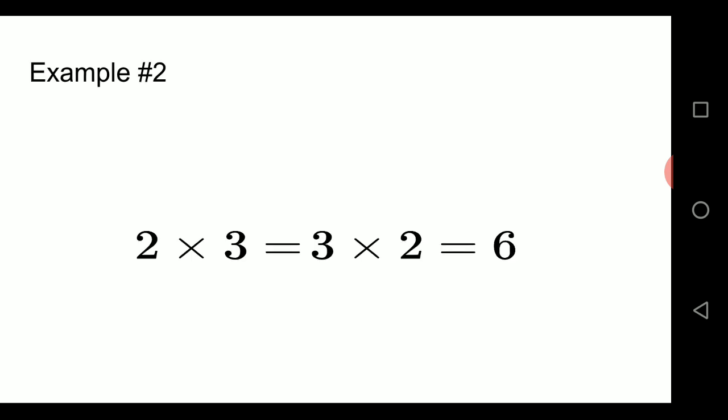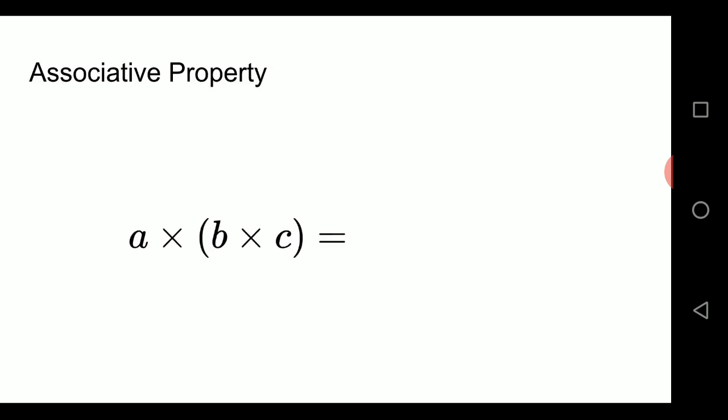Let's look at an example. So look at this. I have integer 2 and I multiply it with 3, which is equal to 3 into 2, which is equal to 6. Both are giving me the same answer. So this property is known as commutative property.